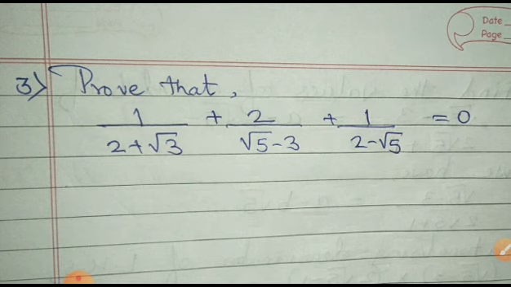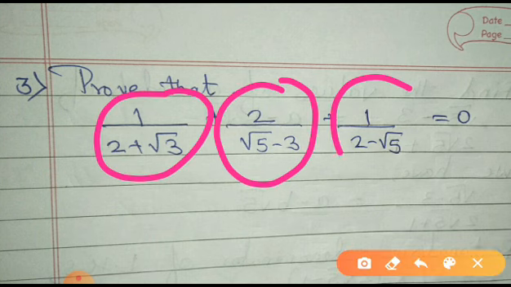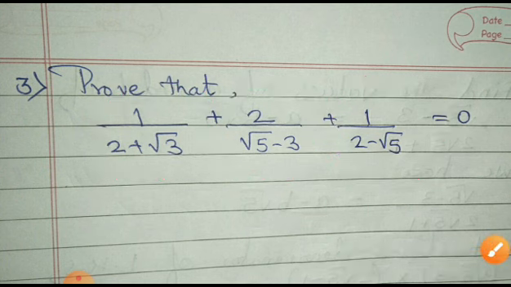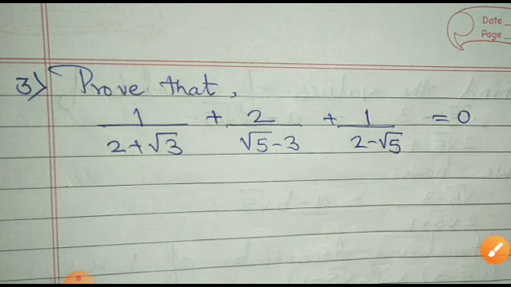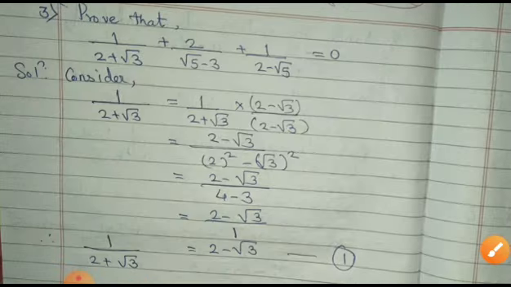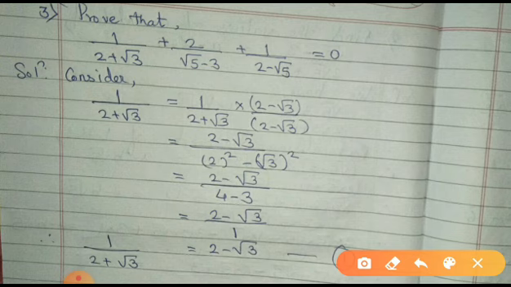1 by 2 minus root 5 is equal to 0. This we are going to prove. Okay. Now see how many terms I have here. It is 1, 2 and 3 terms. Sometimes you may have been given 2 terms and then you have to show something. So what we have to do is consider each term separately. So my first term will be 1 by 2 plus root 3.